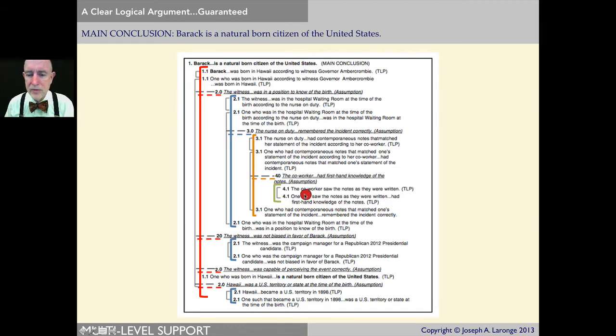So here you have, for example, the premise, the coworker saw the notes as they were written, which is part of showing that the coworker had firsthand knowledge of the notes, which is an assumption that supports the premise the nurse on duty remembered the incident correctly, which is an assumption. And you can see how the multiple layers and the relationships between inferentially linked premises and assumptions should be properly structured.